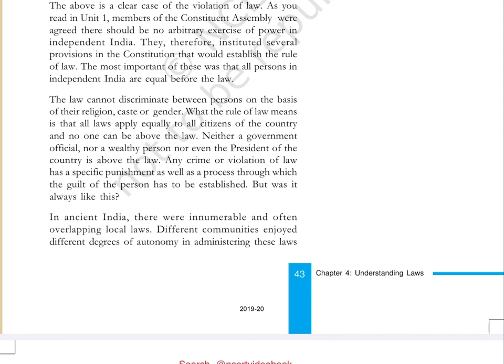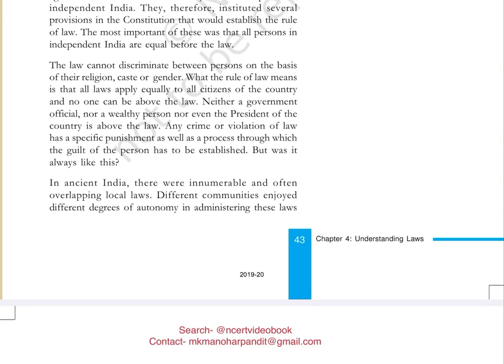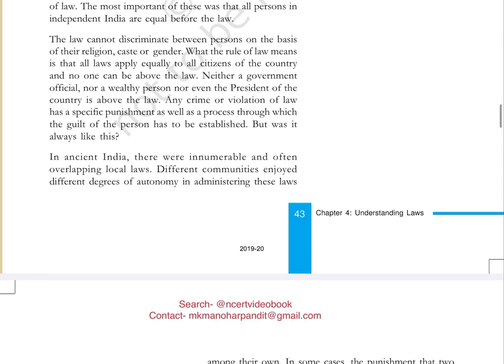What the rule of law means is that all laws apply equally to all citizens of the country and no one can be above the law. Neither a government official, nor a wealthy person, nor even the president of the country is above the law. Any crime or violation of the law has a specific punishment as well as a process through which the guilt of the person has to be established.